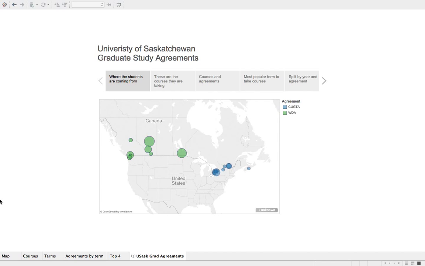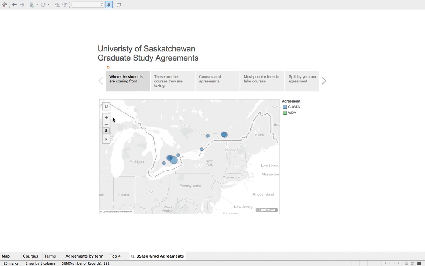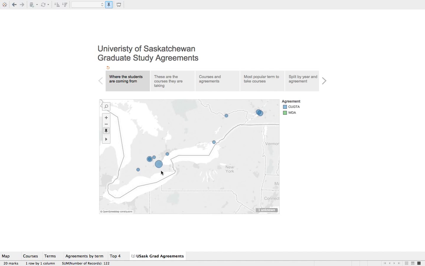It's very easy to see on this map some of the more popular locations where these students are coming from, and the user is able to hover over these dots to see exactly where these students are coming from. Since there are a number of universities in Ontario and Quebec, the user is able to zoom in to have a better look at the universities.